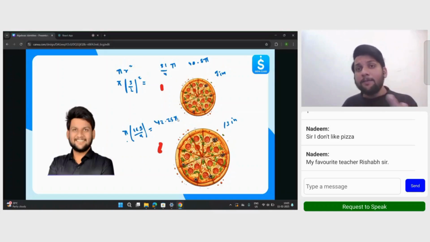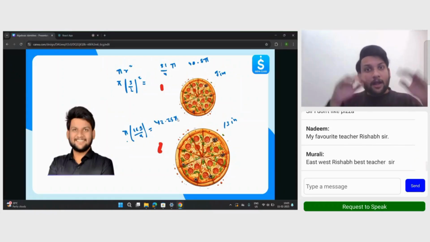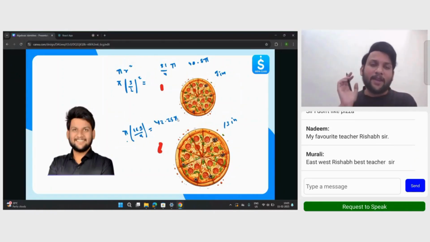Hmm. That means when I'm taking two small pizzas, I'm getting area as 40.5 pi square inches, whereas if I'm taking one large pizza, I'm getting 42.25 pi. Which option is better now? Come on, tell me. Isn't the second option best?